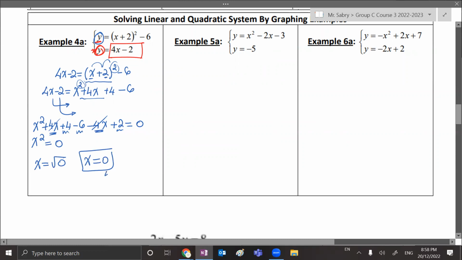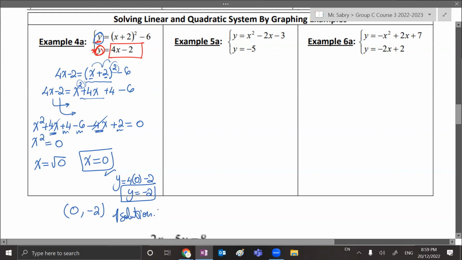Once you have the value of x, substitute this x in any equation whatsoever. So let's do that. Put the x with 0 in any of those equations. So I'll put y equals 4, substitute 0, minus 2, y is equal to negative 2. I got here one answer, 0 and negative 2. This is one solution only in this case.